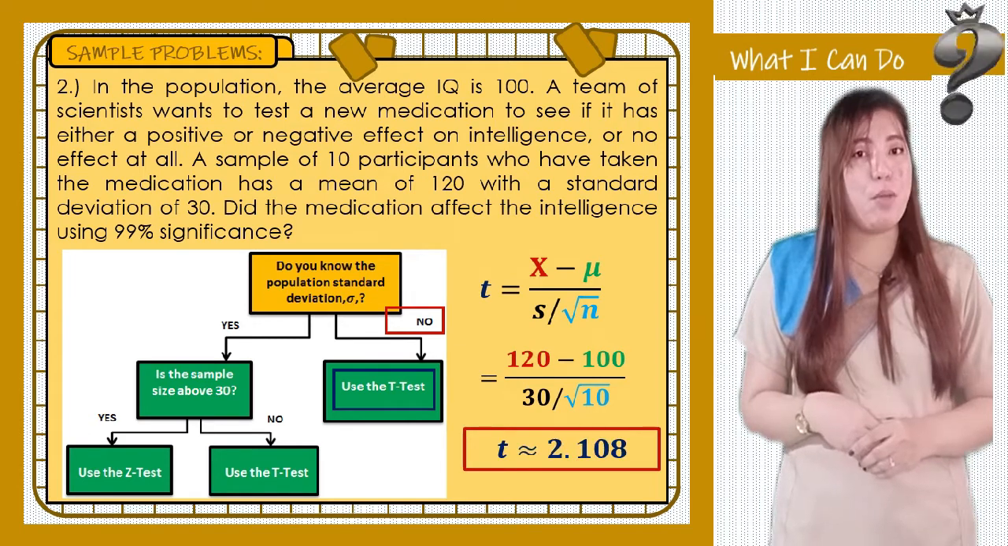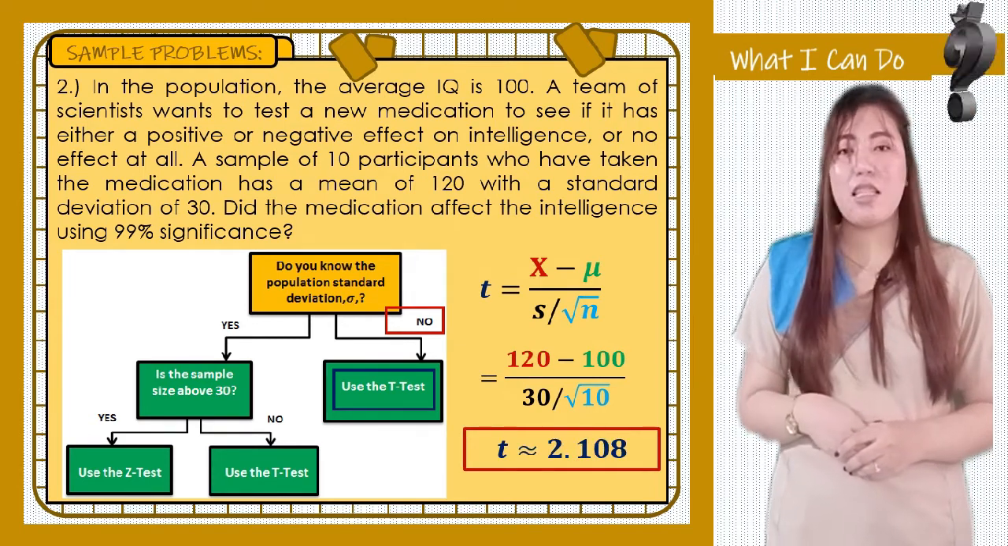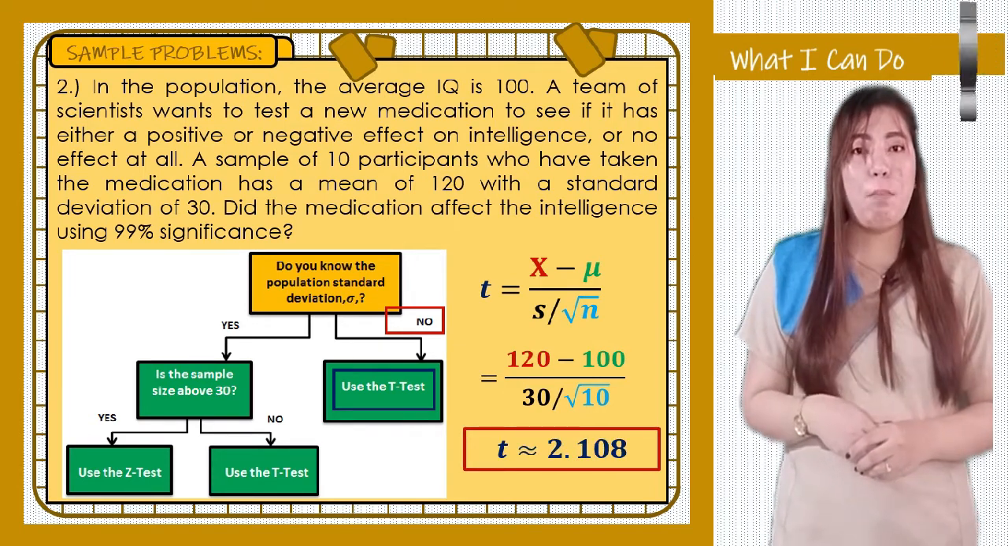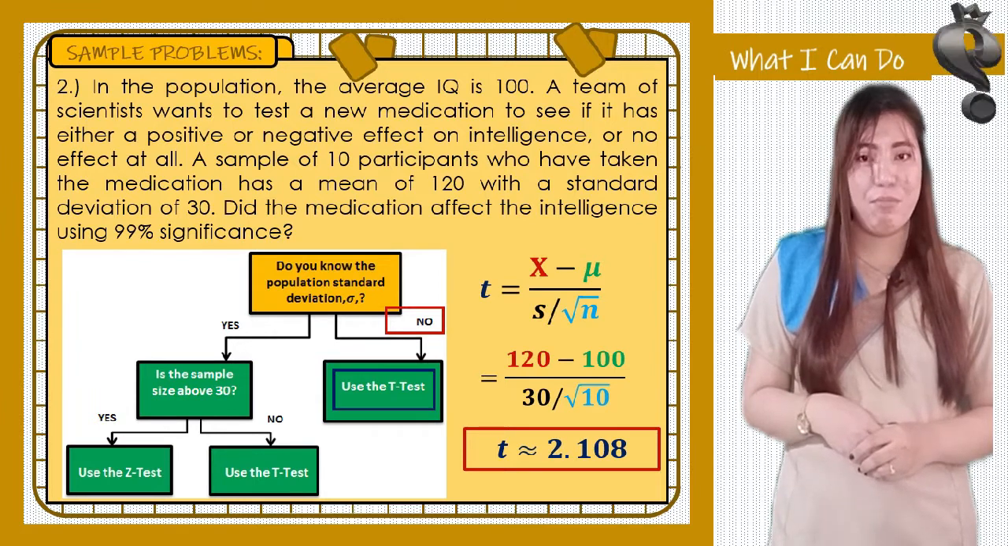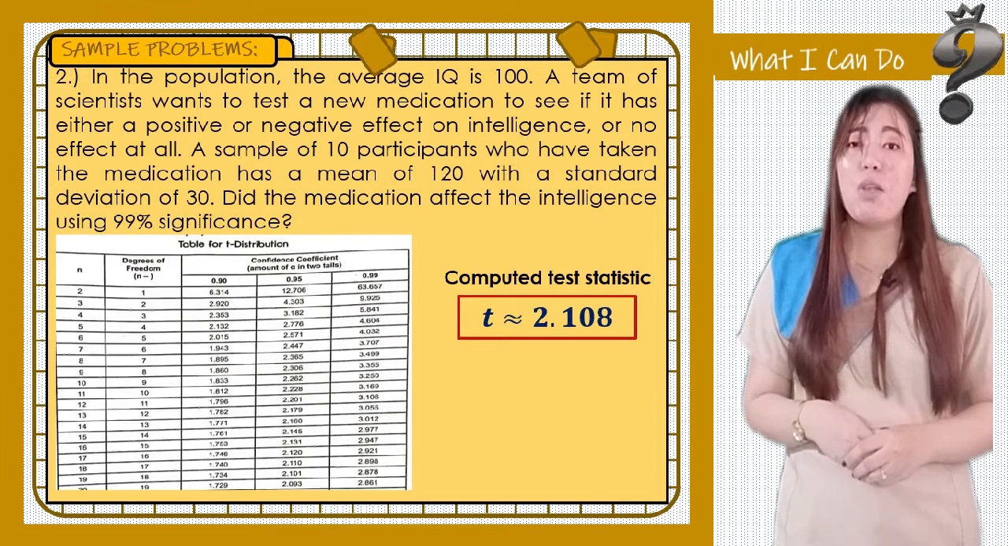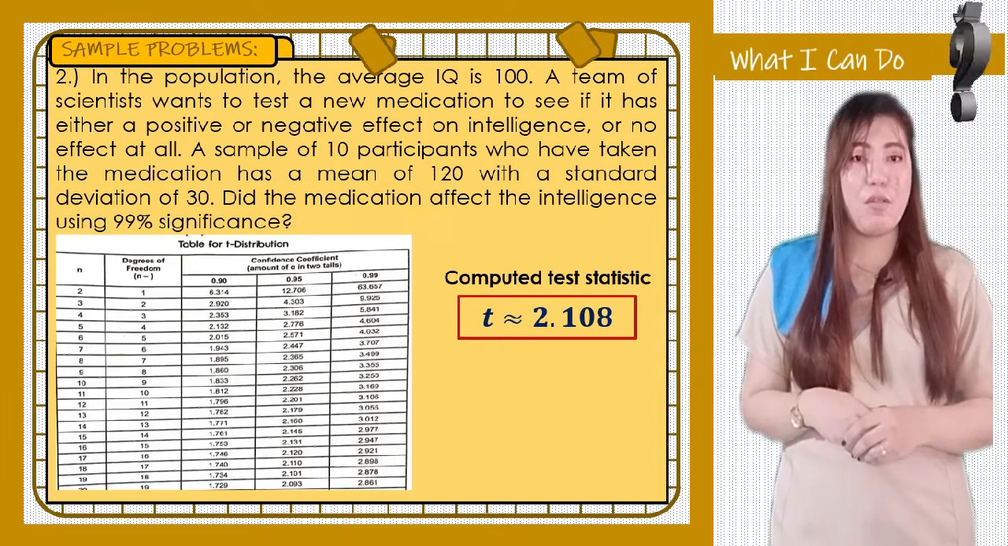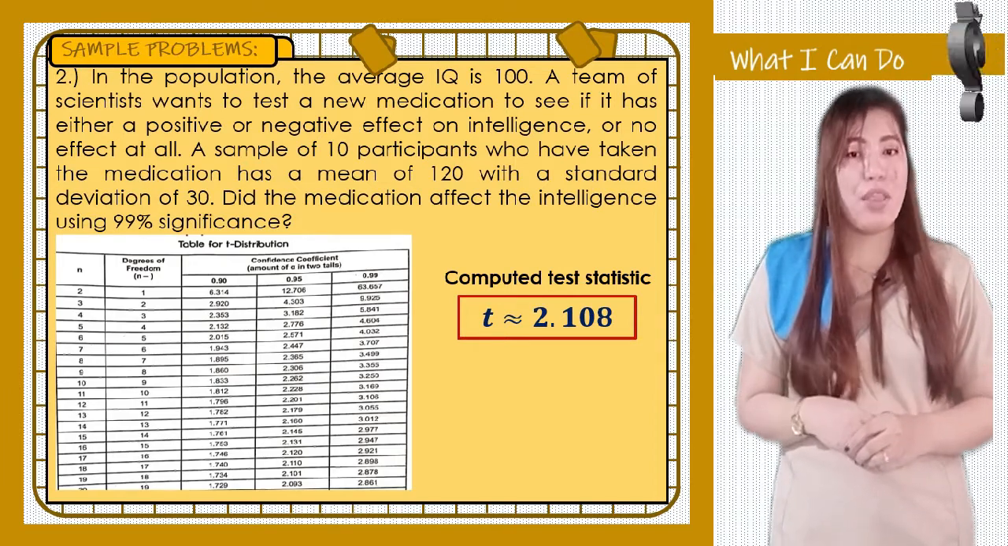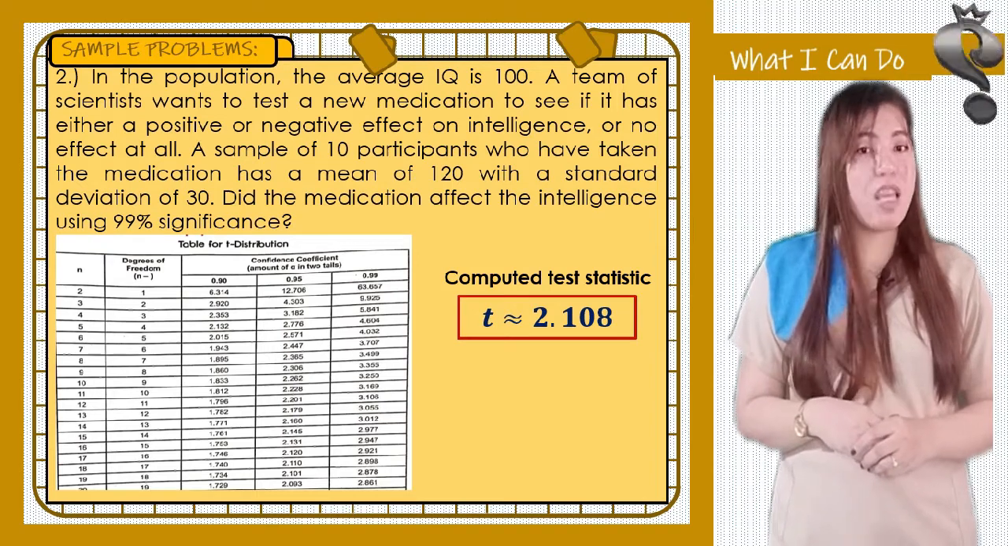Correct. The computed t-test statistic is approximately 2.108. Next is to find the critical value, but we need to solve first the degrees of freedom. What do you think is the value of df?